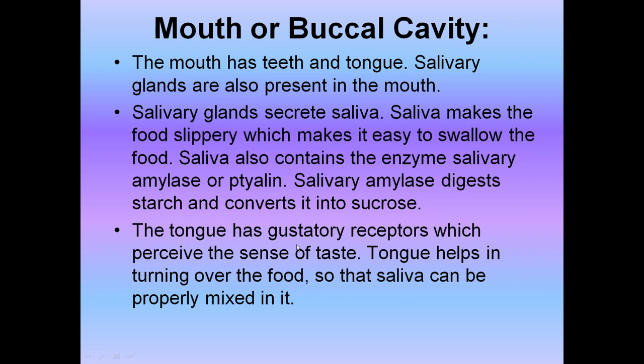The tongue has gustatory receptors. These receptors are meant for sensing the taste of the food, either bitter or sweet or even sour. It can taste any sort of thing. Okay, the tongue helps in turning the food also. It helps in mixing the food with the saliva properly so that it can be easily swallowed down by the human.